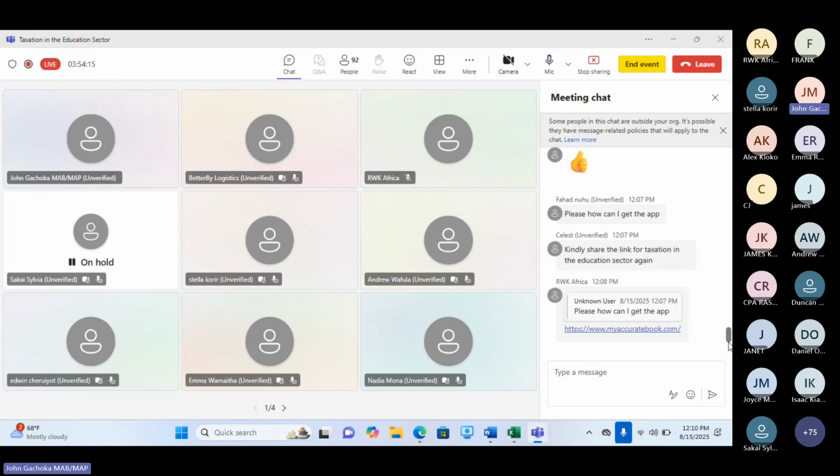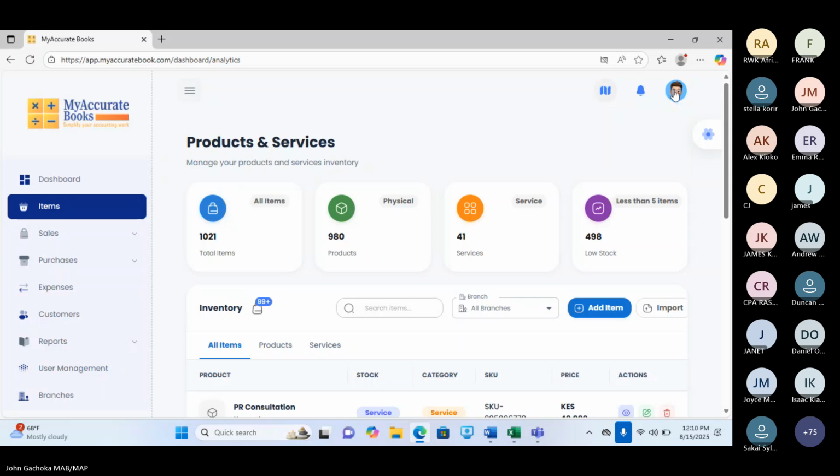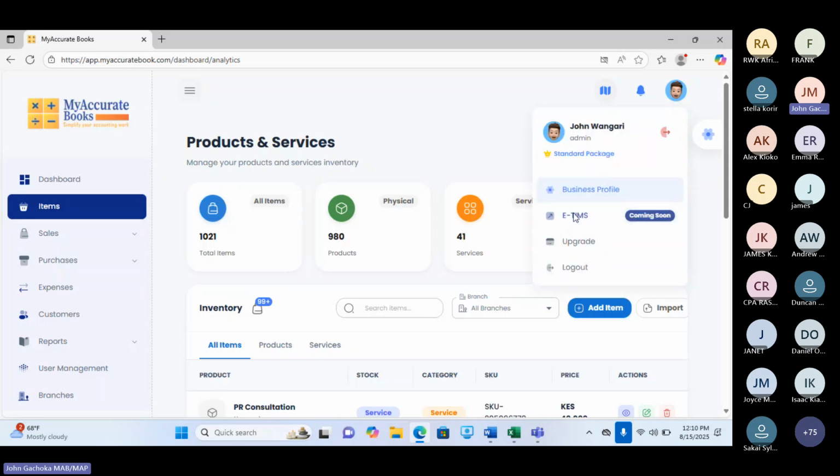In the meantime, go to Google Play Store, download the application, and as I showed you, the other difference of MyAccurate from other software is that when it comes to cost or investment, because I consider this as investment, we are cost effective. Imagine paying 500 just a month, and you're able to do all the activities that entail your business, and you're able to even get reports when you need them, at the time that you need them.